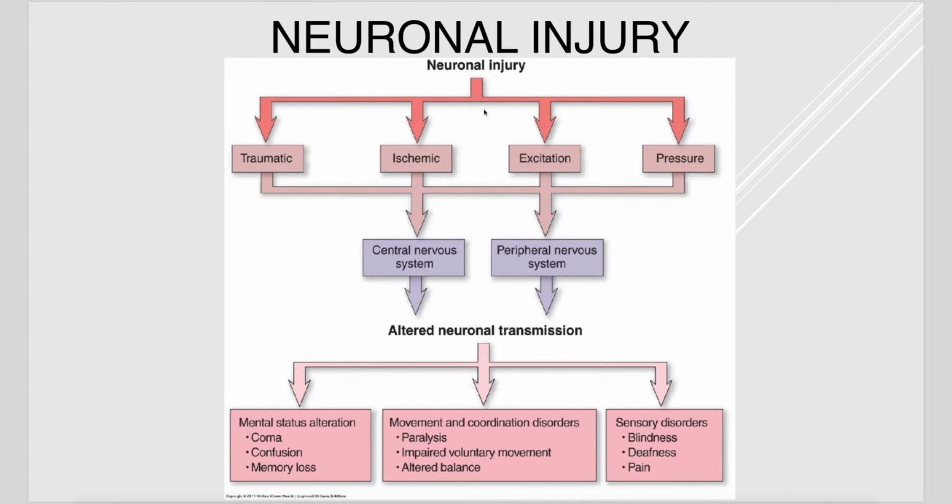So, like I said in class, there are many, many ways that neurons can become injured. They can be injured through traumatic injury or lack of oxygen, or I talked about excitation injury, which is more of a problem with the peripheral nervous system. I talked about tetanus, pressure, increased intracranial pressure, which we talked about with hydrocephalus. So there's lots of ways that neurons can be injured.